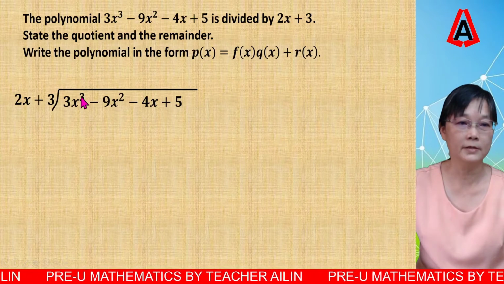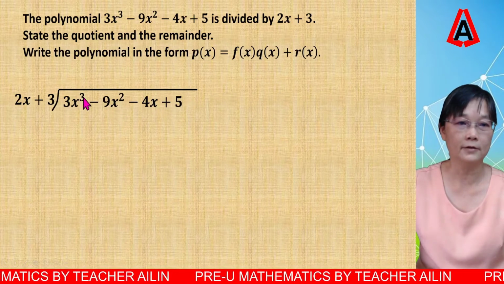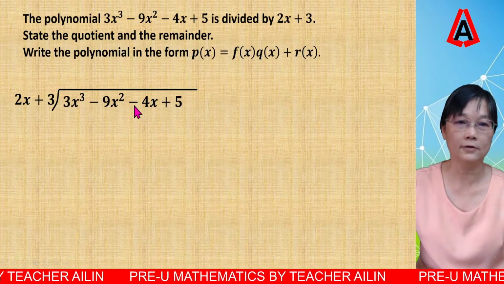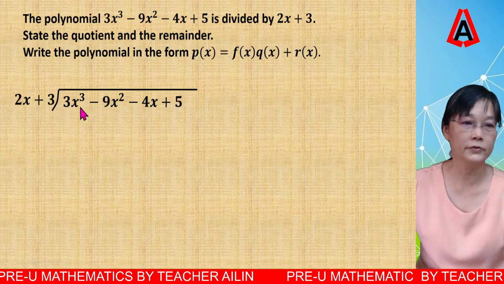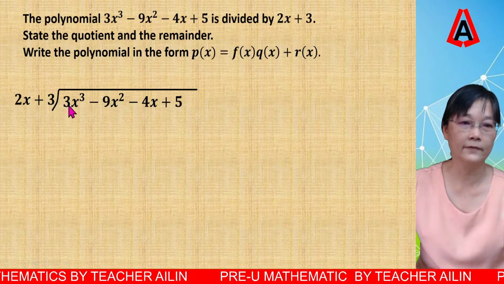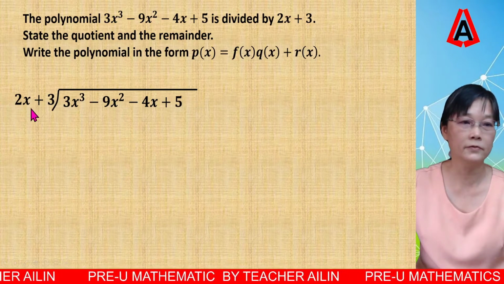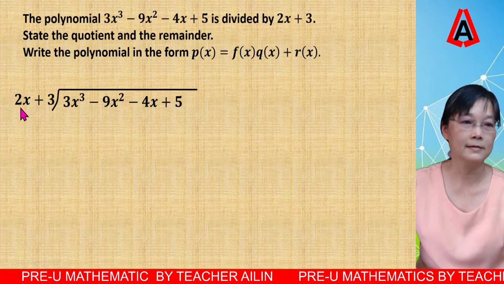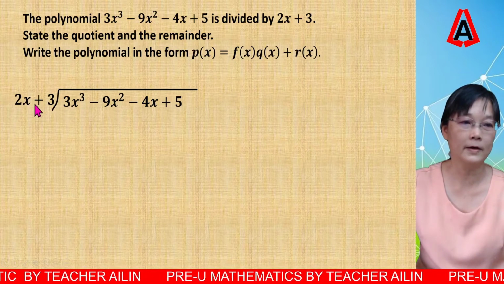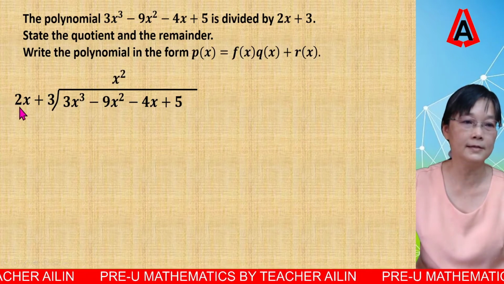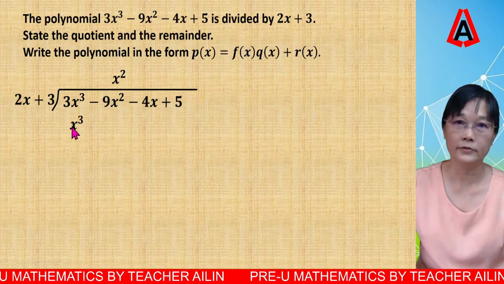First, we double check whether the power of x is in descending order. So it is in descending order, so now we can start. Okay, first we are going to divide the first term. The first term is 3x to the power 3, and the divisor's first term is 2x. So we start from the x. We have to think: x times what gives x to the power 3? Definitely x times x to the power 2 gives x to the power 3.